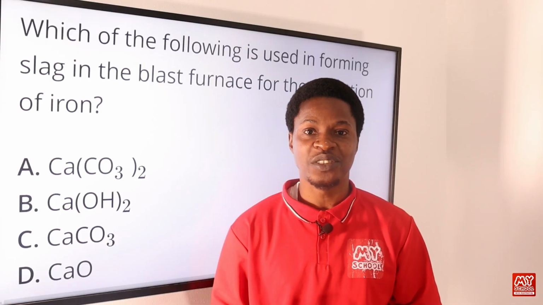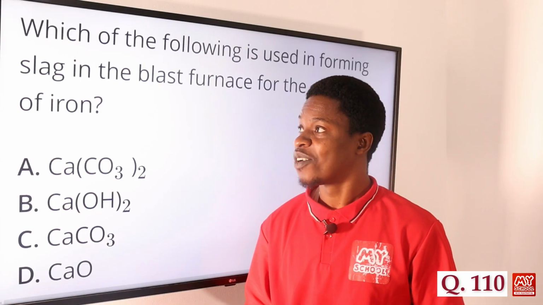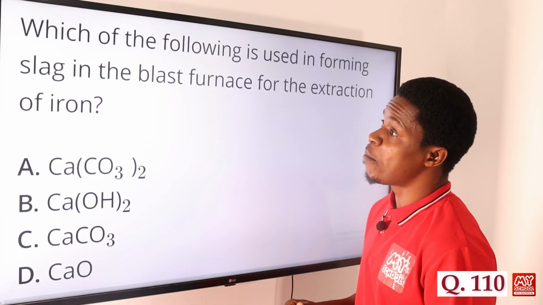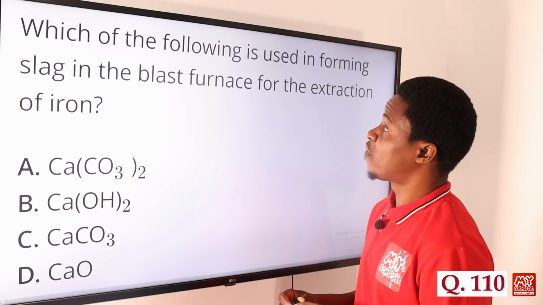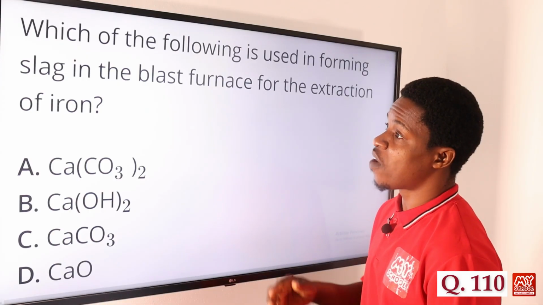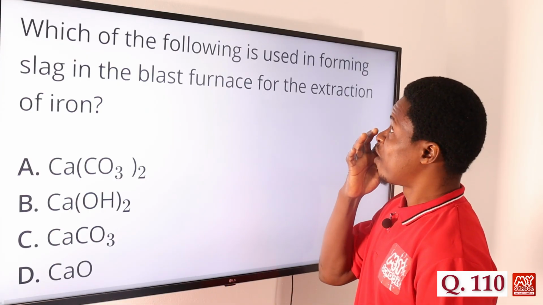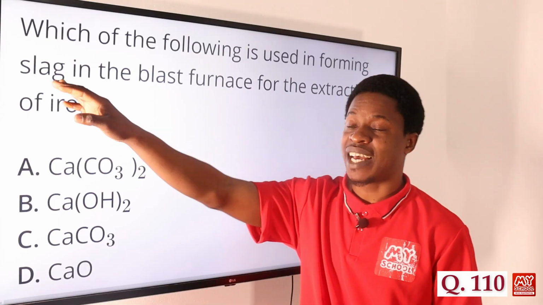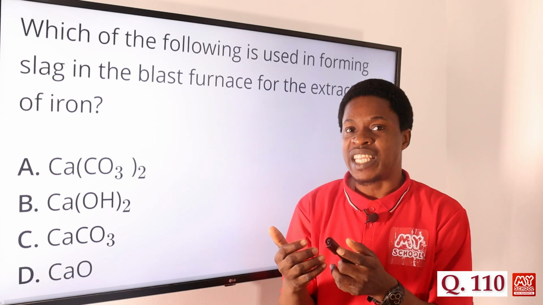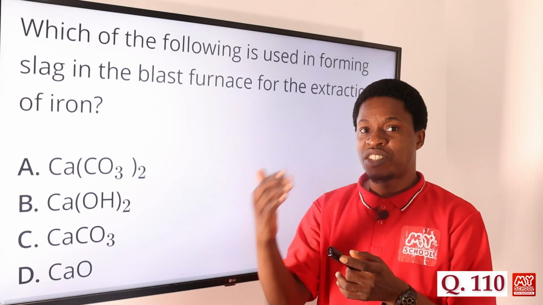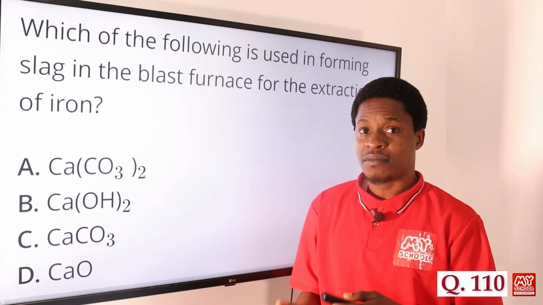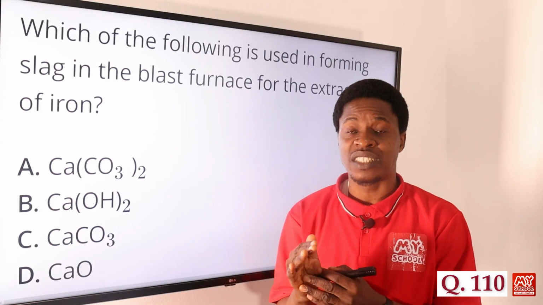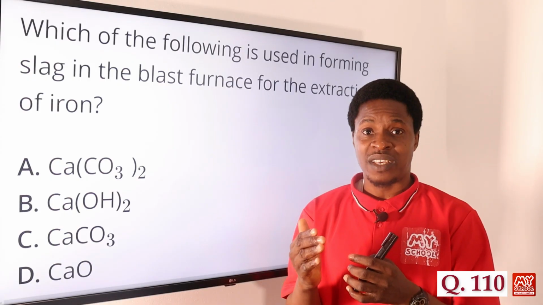Now, let's move on to question number 110. Which of the following is used in forming slag in the blast furnace for the extraction of iron? When we talk about slag, there is an impurity in the extraction of iron. Usually, there's something we call slag. That slag is just an impurity.